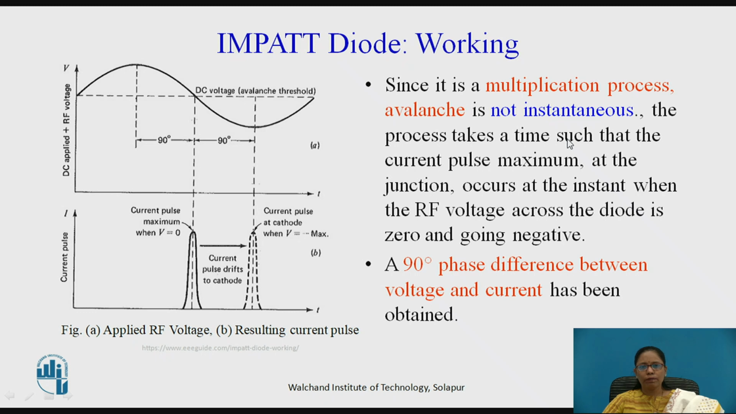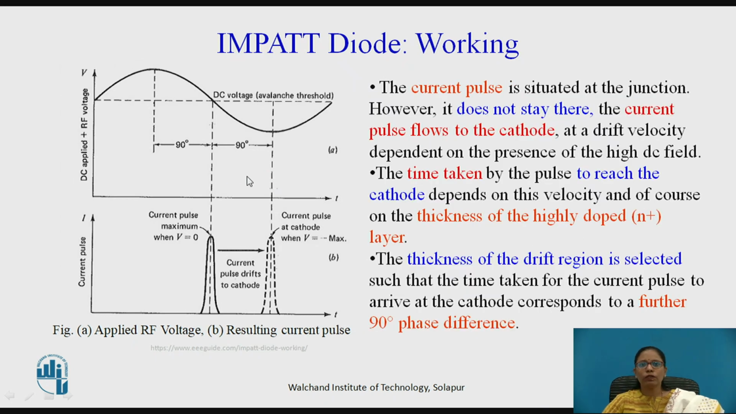The process takes time. The current pulse is maximum at the junction at the instant when the RF voltage across the diode is 0 or negative. Okay, fine. So we get a 90-degree phase shift between voltage and current. But what do we want to achieve? We want to achieve negative resistance, that is, a 180-degree phase shift between voltage and current. So with the avalanche process, we have obtained a 90-degree phase shift. The other 90-degree phase shift that we expect, to work the impact diode in the negative resistance region, can be obtained by using the drift space, by adjusting the drift space of the impact diode.